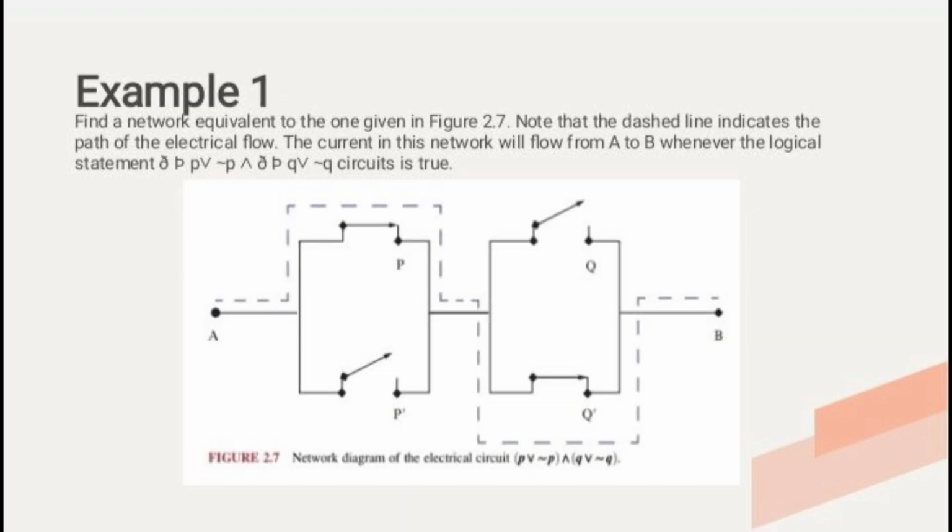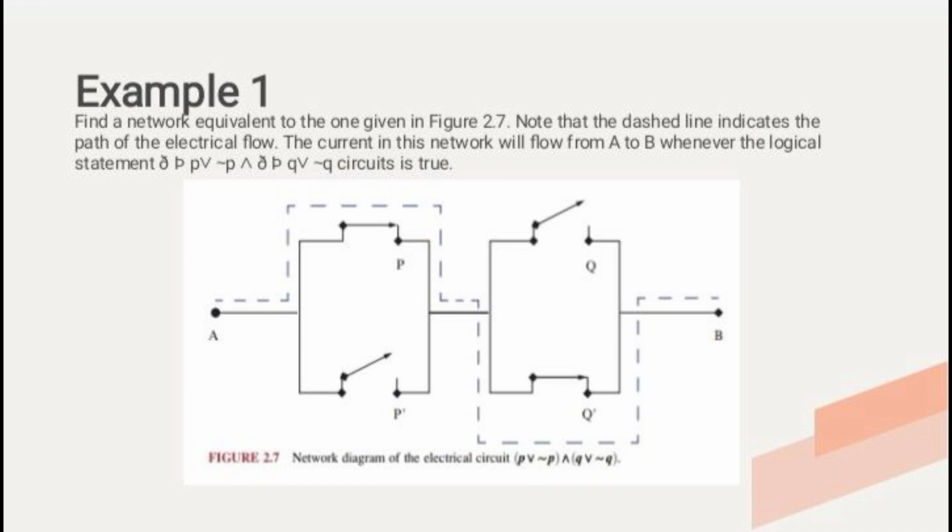We have here an example 1. Find a network equivalent to the one given in figure 2.7. Note that the dashed line indicates the path of the electrical flow. The current in this network will flow from A to B whenever the logical statement (P or not P) and (Q or not Q) is true.